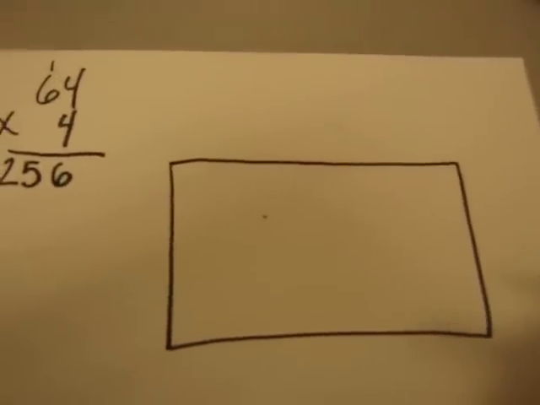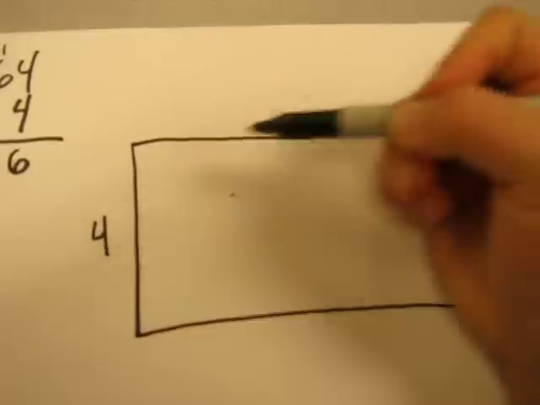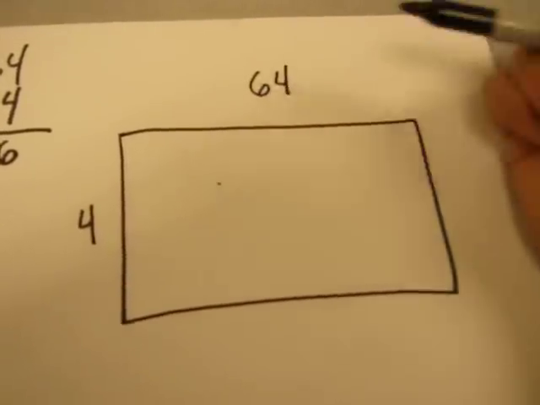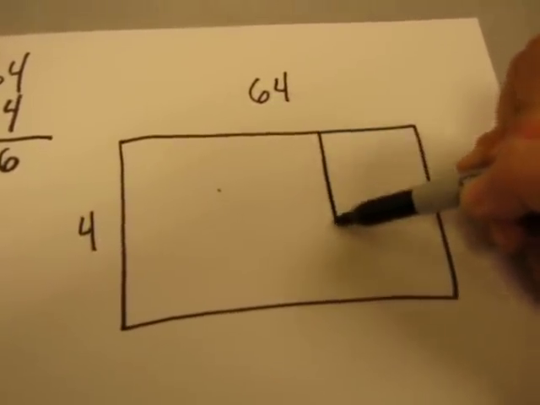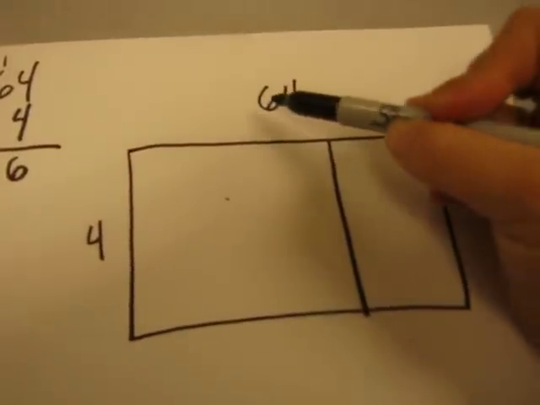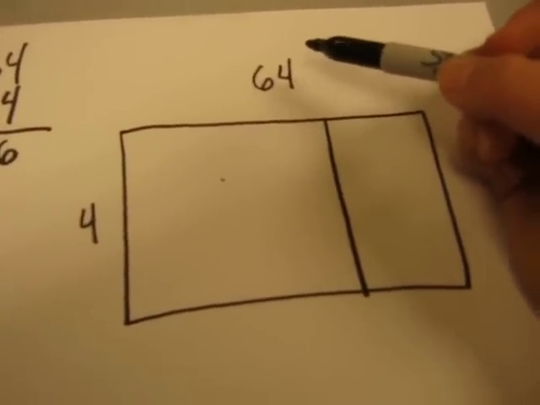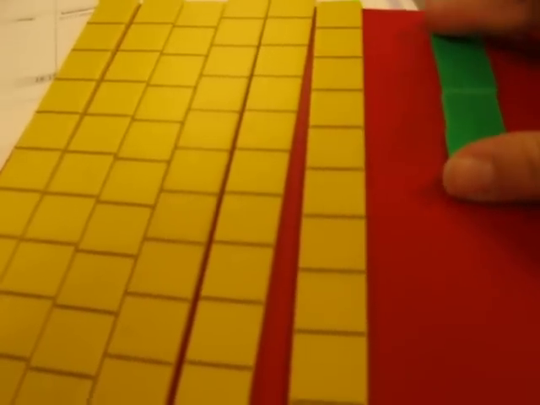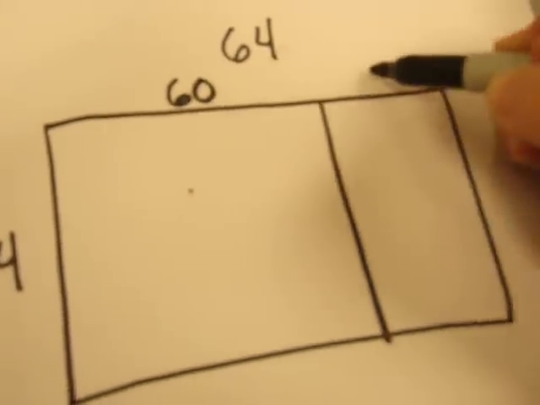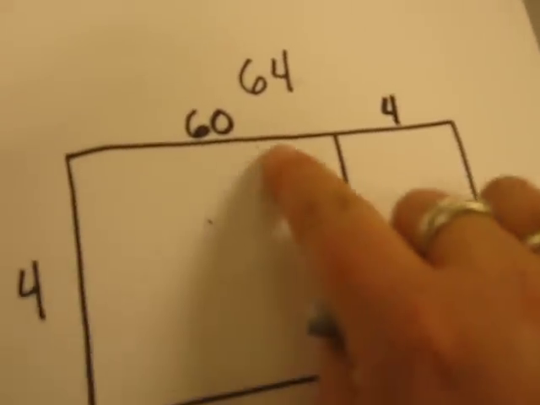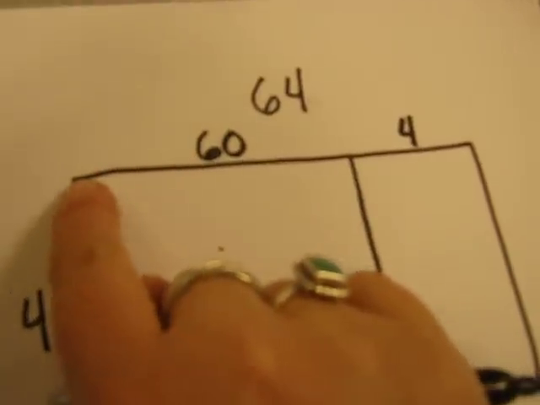And since it's a 64 by 4, I know the shorter length is 4 and the longer length is 64. I'm going to go ahead and break that into a living room and bedroom, because I want to make these more friendly numbers, and it just so happens that 60 and 4 would break apart really nicely. If you look right here, we have 6 tens, 4 ones. You could just break those apart. 64 is the same as 60 plus 4. So I'll go ahead and write that here. My new dimensions are 60 and 4. Here's 60, here's 4. Together, from start to end, the whole line is 64.